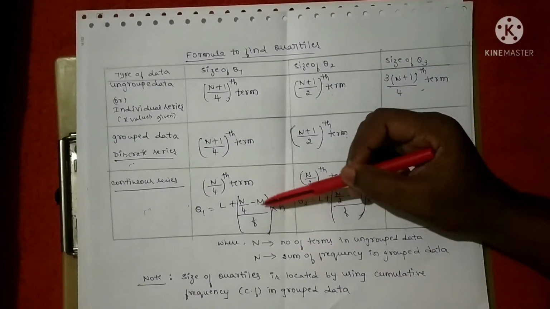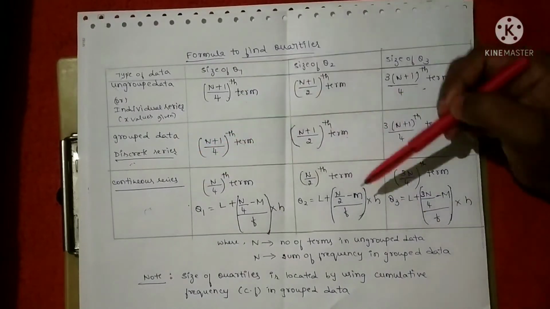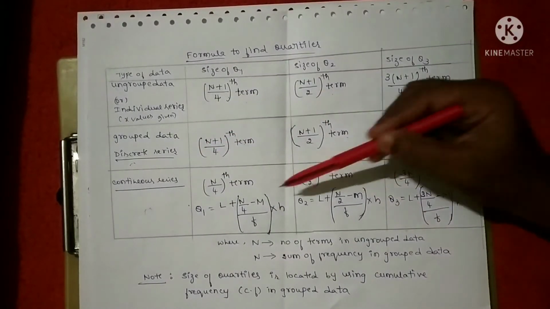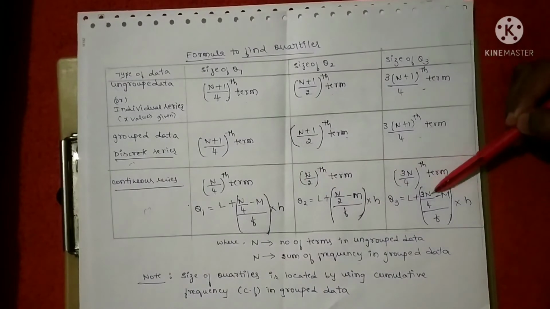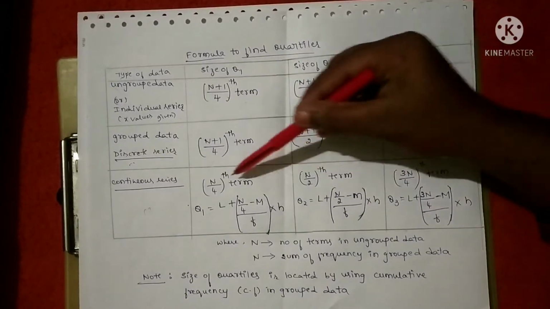So something like that. I'll explain while explaining the problem. Similarly, to find Q2 of a continuous series, we use this formula. Nothing will change, 4 will be replaced with 2. Here also 1 by 2 is replaced with 3 by 4. Apart from that, everything is the same. So you have to remember these three formulas.